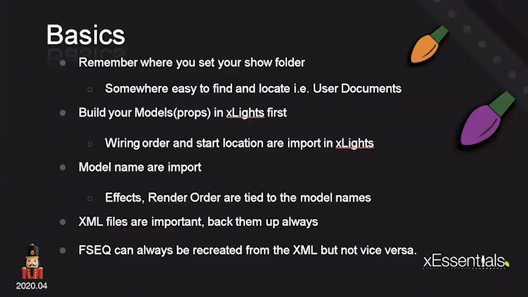So some basics that are good to know: your show folder is your key location. That's where xLights stores everything from sequences to your layout to media files, your audio. So it's an important directory to know where it is at all times. A lot of people like to put it in their user directory, like My Documents. Remember, that's all your files, so try to back it up as much as possible. That's the critical thing.